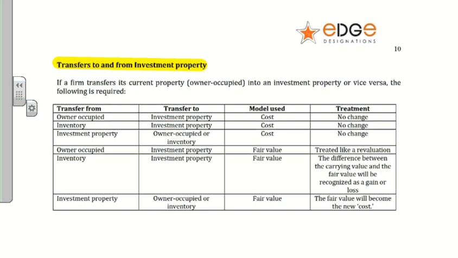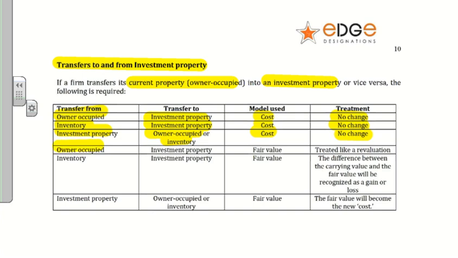If a firm transfers its current property that it's owned into an investment property, or other way around, if it is owner occupied and now it's being transferred to an investment property, we use cost, no change in treatment. What about if we're transferring from inventory into an investment property? Same story, cost is what we recorded at and no change. What if it was an investment property and now we're going to use it as owner occupied property? Cost, no change.